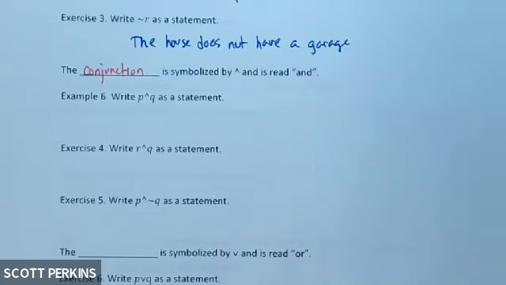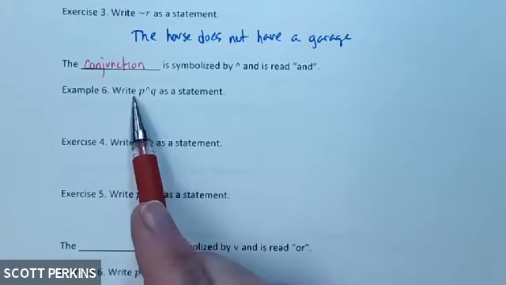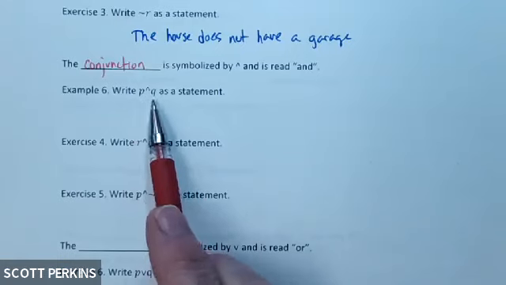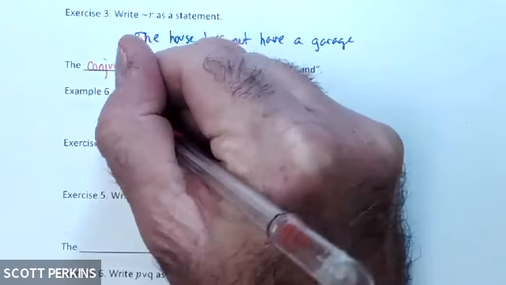We saw the word "and" a little bit when we talked about sets. What did "and" mean? It did not mean the union. It meant intersection, both. "And" meant both, the intersection. So here we go. At example 6, it says write P caret Q, or P and Q, as a statement. So this is about as complicated as it looks. P is the house is for sale.